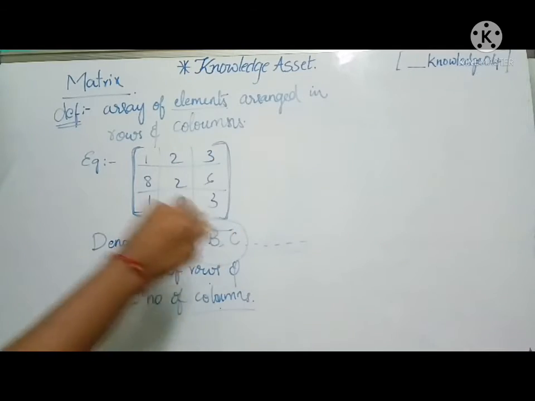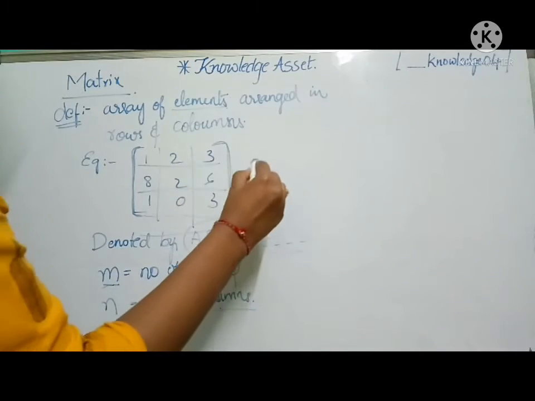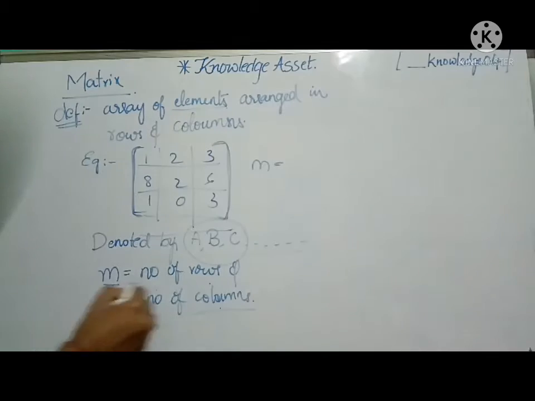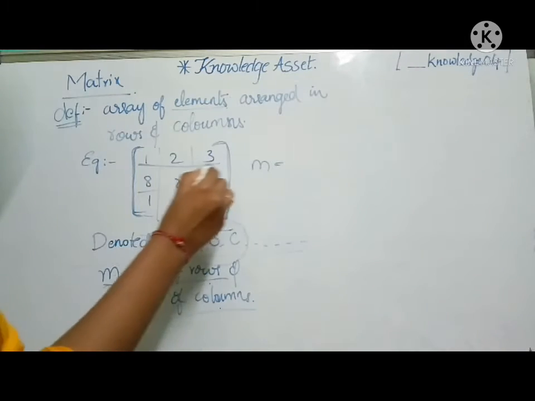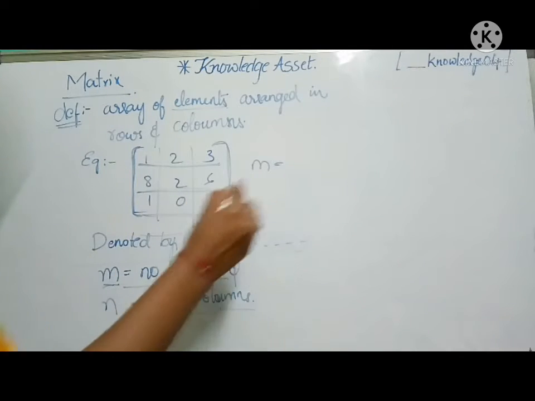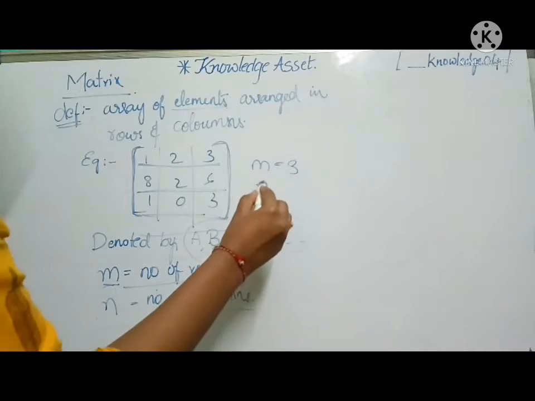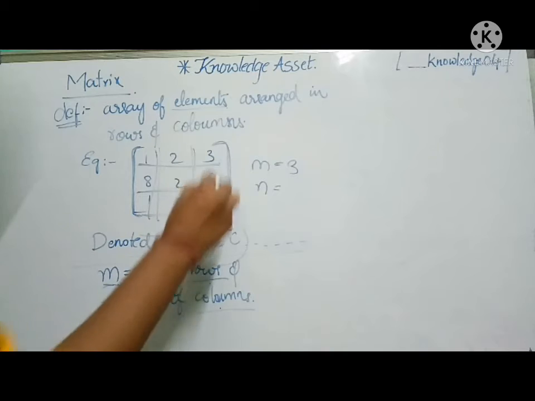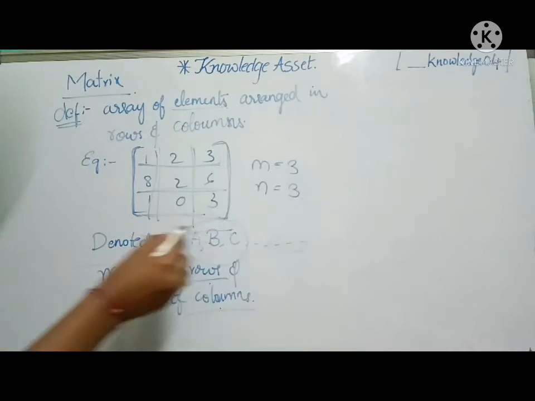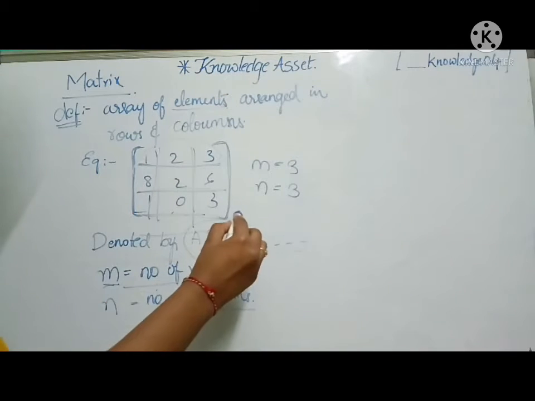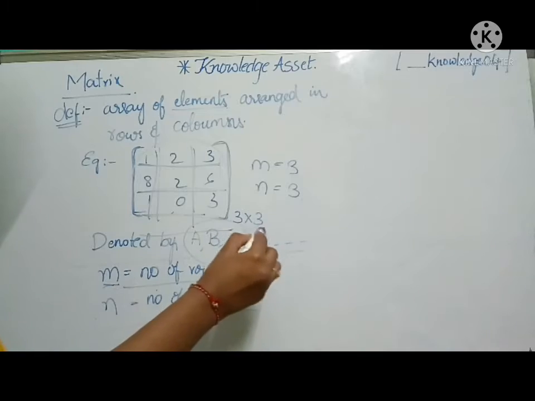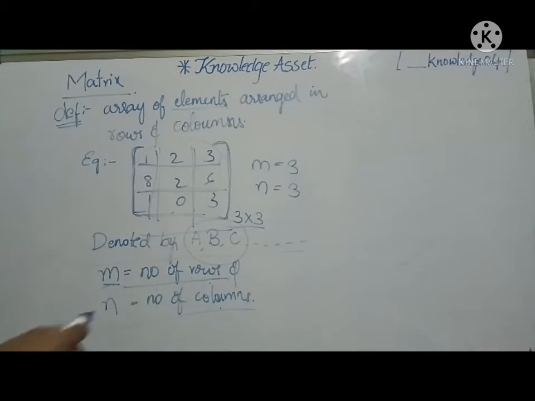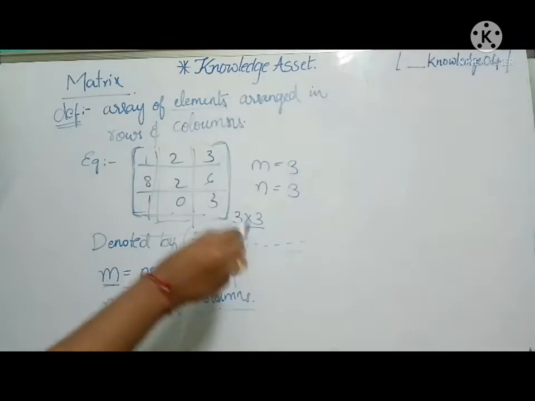What is this matrix called? Here m, the number of rows, how many are there in this matrix? 1, 2, 3. There are 3 rows and n is equal to the number of columns. How many columns? 1, 2 and 3. 3 columns. Hence this matrix is said to be a 3 by 3 matrix. Okay, this is called a 3 by 3 matrix.